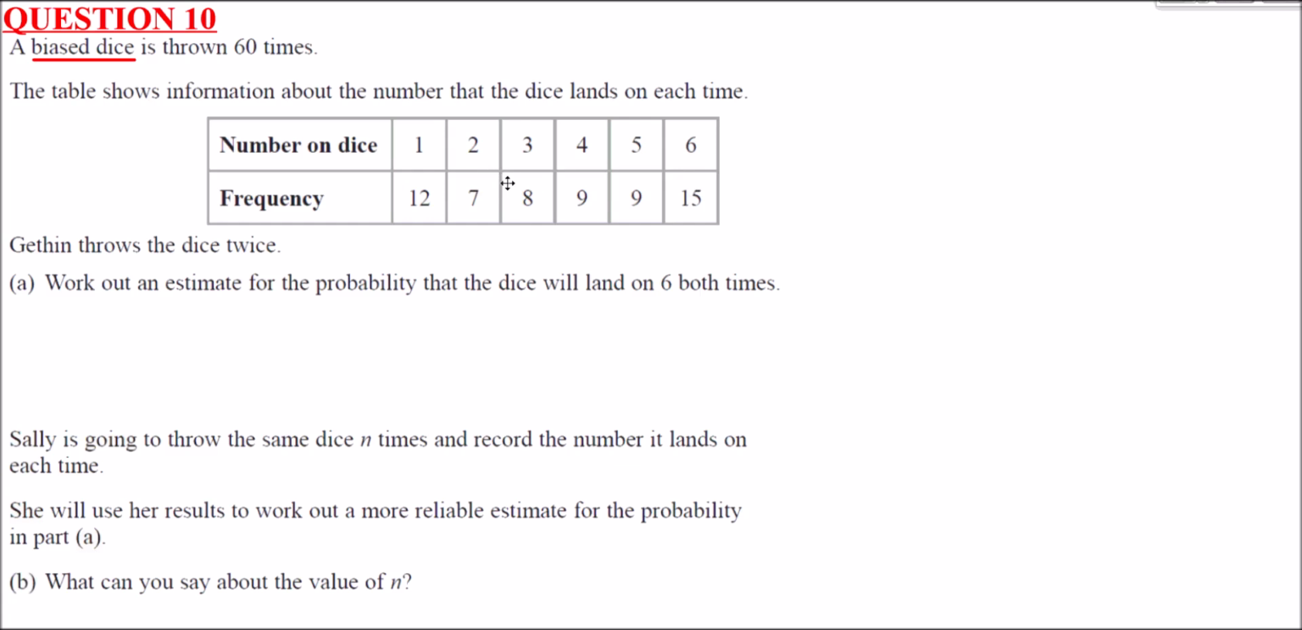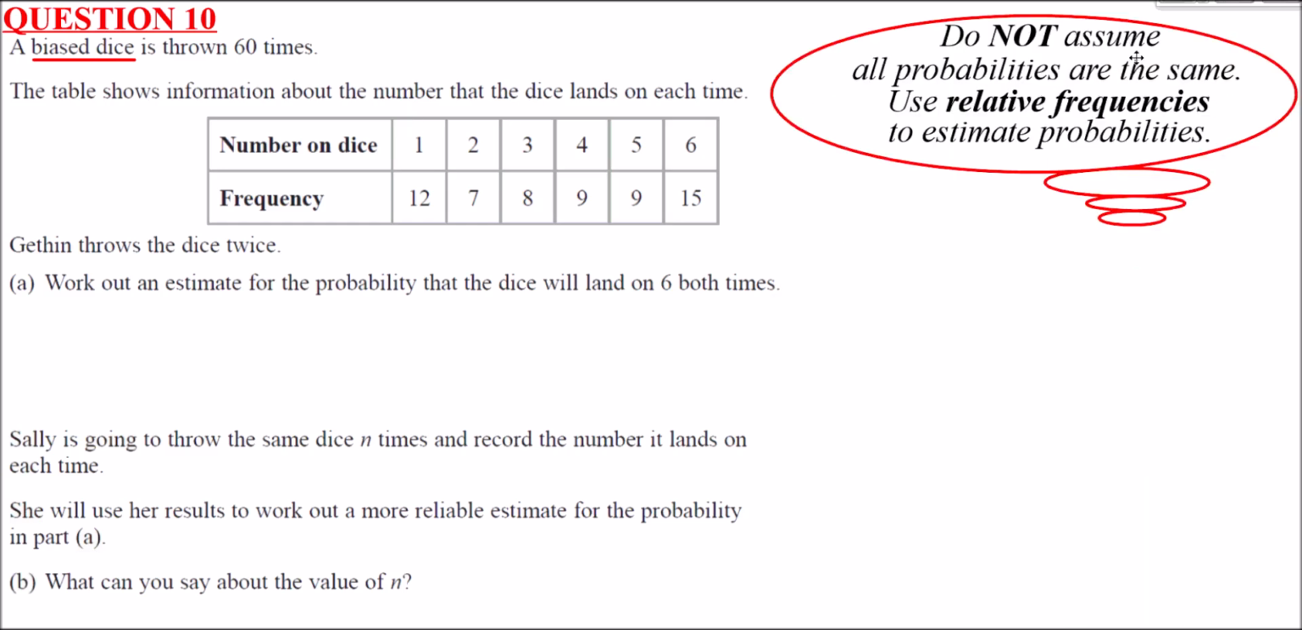I can't just assume the probability for getting a number is 1/6. This is a clue. I can't just use standard probability. I need to use relative frequencies. We can't assume all probabilities are the same because of this snippet of information here. So what do we mean by relative frequency? All that means is, as a proportion of the total number of rolls, what number came up?